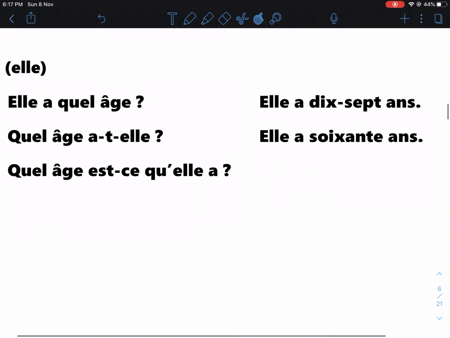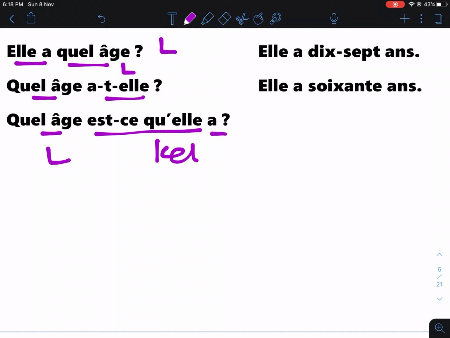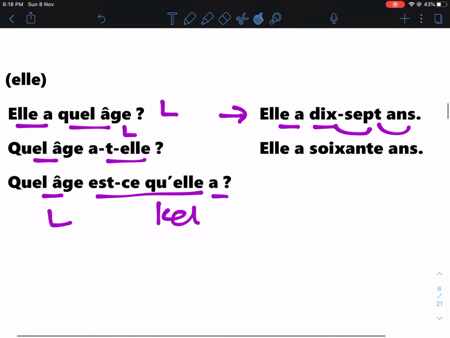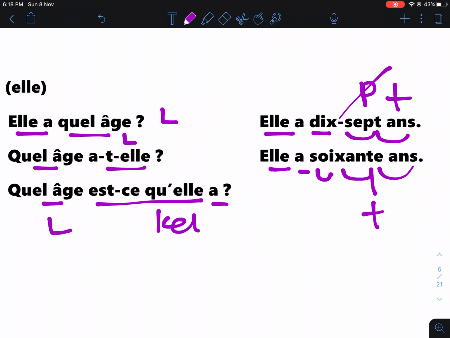Now let's move to the next one. How old is she? Elle here. Elle a quel âge? Quel âge a-t-elle? Quel âge est-ce qu'elle a? Again, elle a quel âge? Quel âge a-t-elle? Quel âge est-ce qu'elle a? How old is she? So you have two possible answers. Elle a 17 ans. Look at this closely. Elle a 17, the P is silent, 17 ans. Elle a 60 ans. She is 17 years old and she is 60 years old.